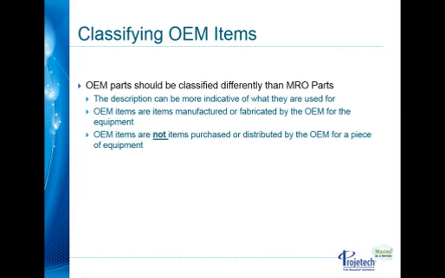Okay, here's my slide about classifying OEM items. The description can be more indicative of what the part's used for, if it's specifically manufactured or fabricated for a piece of equipment. But OEM items are not items that are purchased or distributed by an OEM for a piece of equipment. So say they buy pumps or something, they don't manufacture them specific for a piece of equipment, then that would not be considered an OEM item.